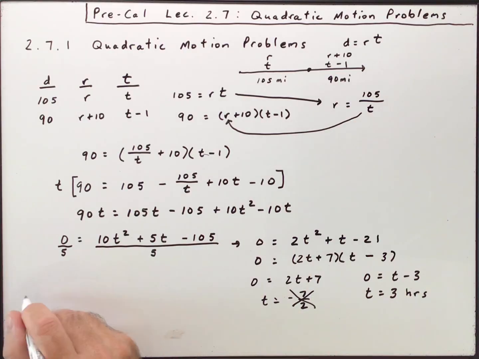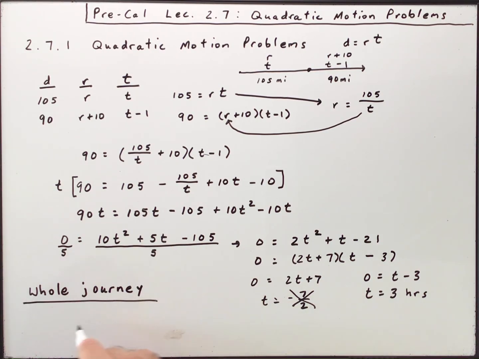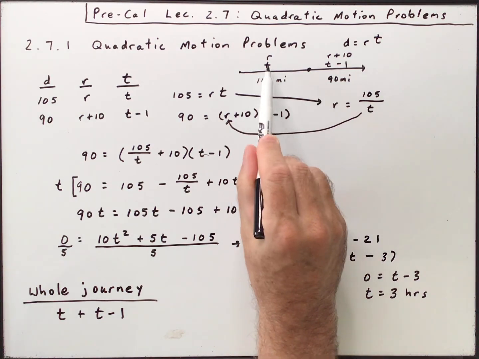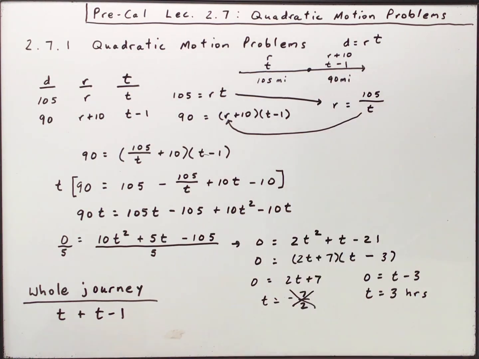So it's going to be for the whole journey, and this is what you have to be careful with on these types of problems, is what is it asking for? So it's going to be t plus t minus 1. Because for the first 105 miles, it takes t in terms of the time. And the second 90 miles takes t minus 1. So that's going to be 3 plus 3 minus 1, which is going to be 5 hours.